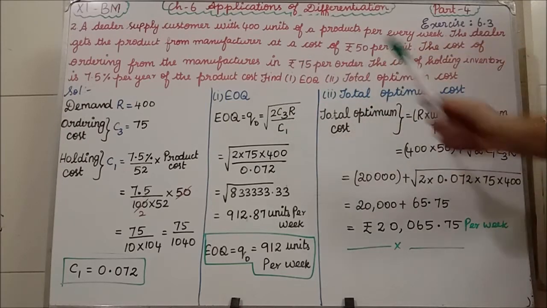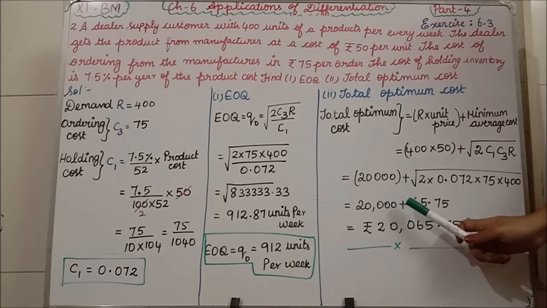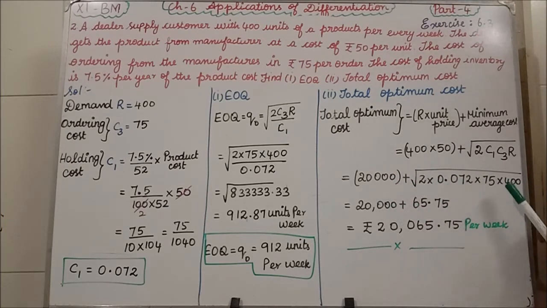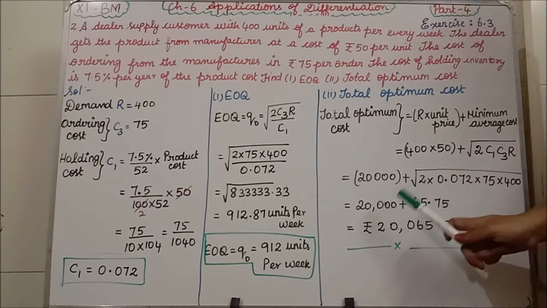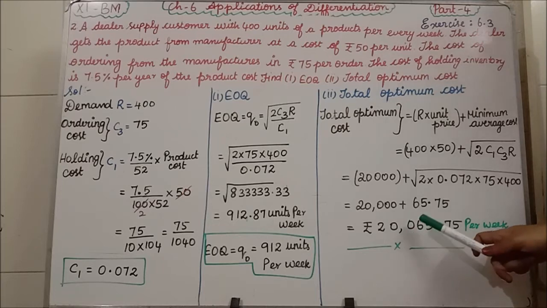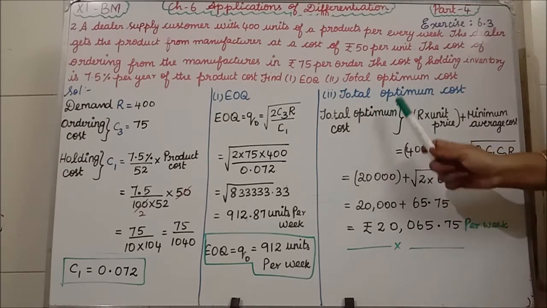C3 is 75 from the question, and R is 400. So 20,000 plus, if you multiply and take the square root, we get 65.75. Adding, we get 20,065.75 per week. That is the total optimum cost.